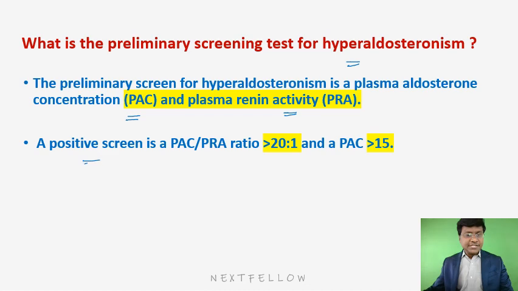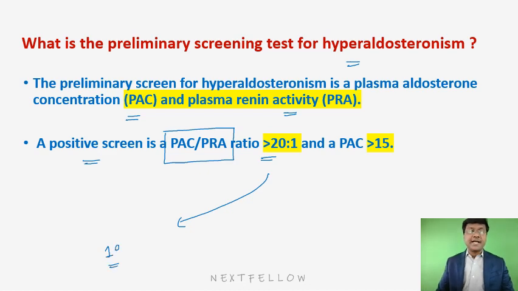So a positive screen is the ratio of plasma aldosterone concentration to plasma renin activity. If it is more than 20:1, that is suggestive of primary hyperaldosteronism, and the plasma aldosterone concentration should be more than 15. So that is the terminology. That is when we use the terminology hyperaldosteronism, when the plasma aldosterone concentration is more than 15.